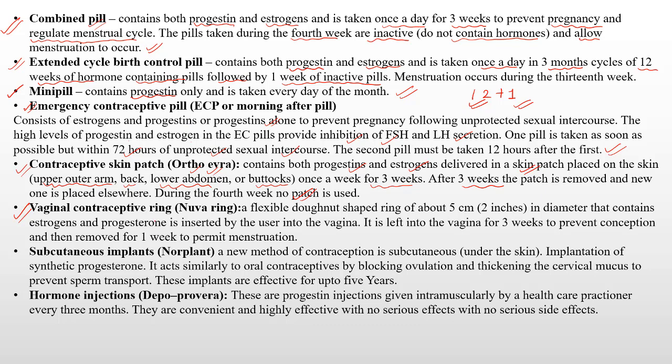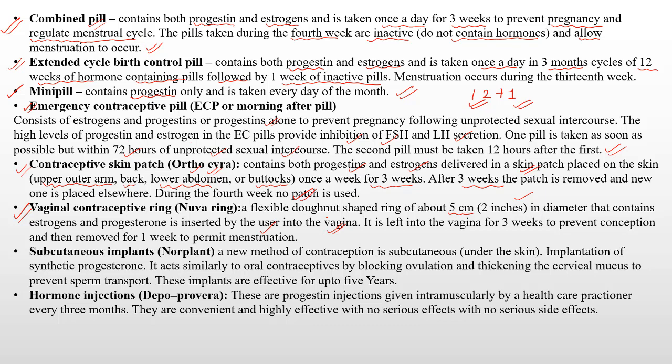The vaginal contraceptive ring, Nuva ring, is a flexible donut shaped ring of about 5 cm, 2 inches in diameter, that contains estrogens and progesterone and is inserted by the user into the vagina. It is self inserted. It is left in the vagina for 3 weeks to prevent conception, and then removed for 1 week to permit menstruation.